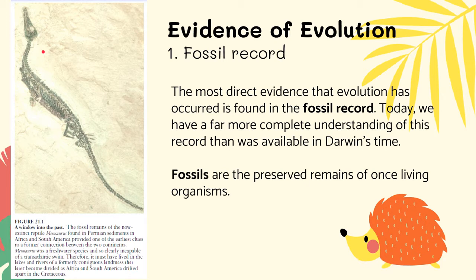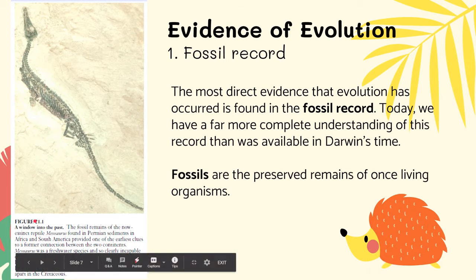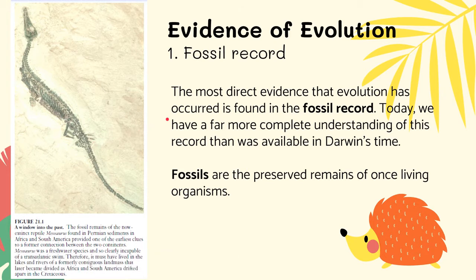Mesosaurus was a freshwater species, and so clearly incapable of crossing the Atlantic. So it must have lived in the lakes and rivers of the formerly contiguous or connected landmass that later became Africa and South America, which drifted apart during the Cretaceous period. So this is an example of a fossil.